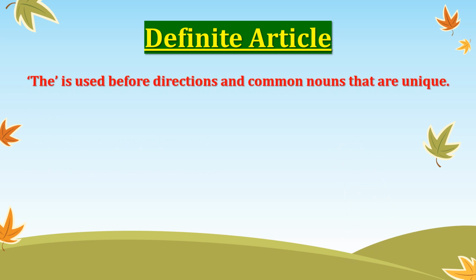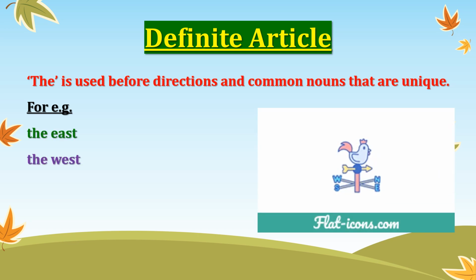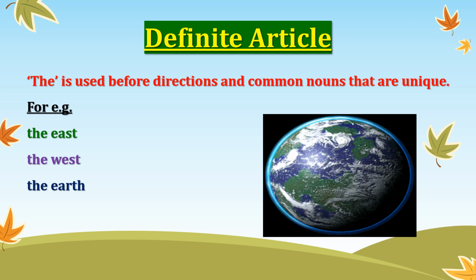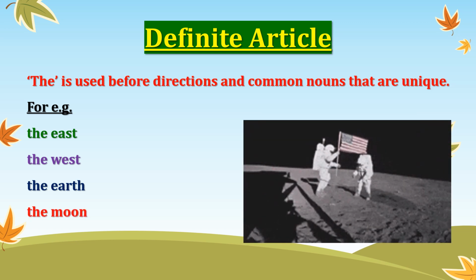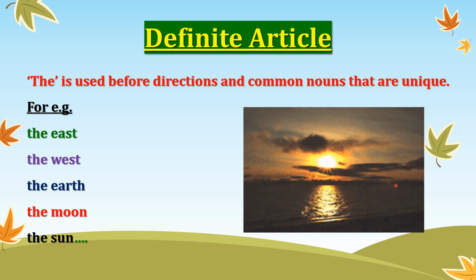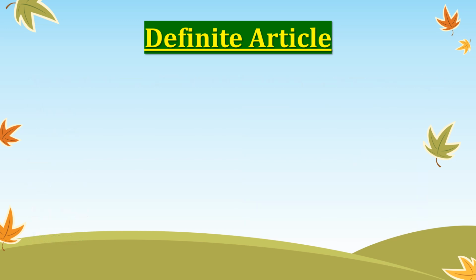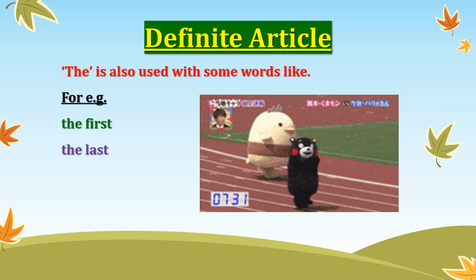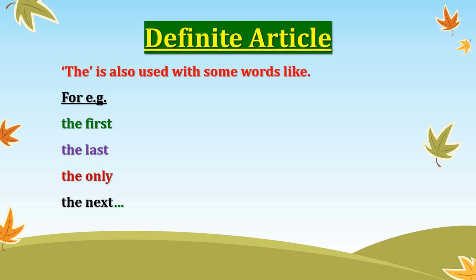The is used before directions and common nouns that are unique. Talking about directions first, the south, the north, the east and the west, they are all directions. That is why we use the before them. And common nouns that are unique. For example, earth. Earth is unique. That is why we use the before it. The moon, the sun, and all other unique things. We also use the with some words like the first, the last, the only, the next, etc.